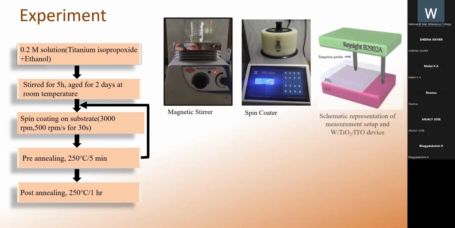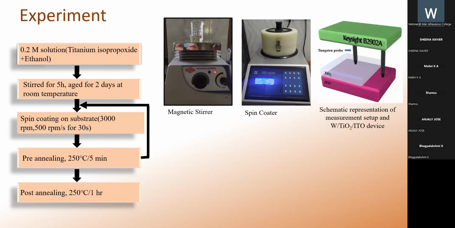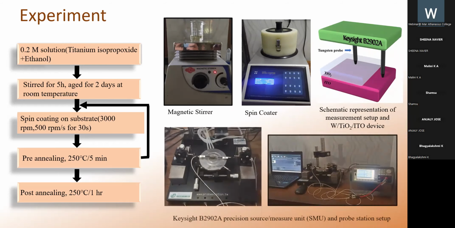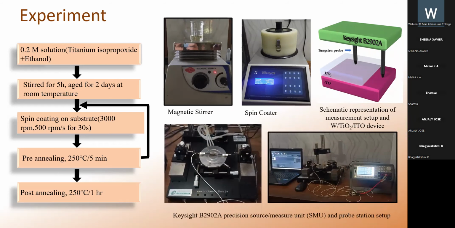Each layer was annealed at 250 degrees Celsius. After getting the desired thickness, the whole film was annealed at 250 degrees Celsius for 1 hour. The electrical characterization was done using a CZ-B2902 precision source measure unit and probe station setup.